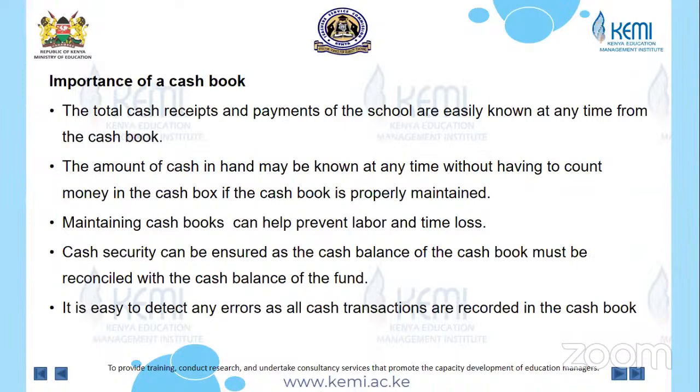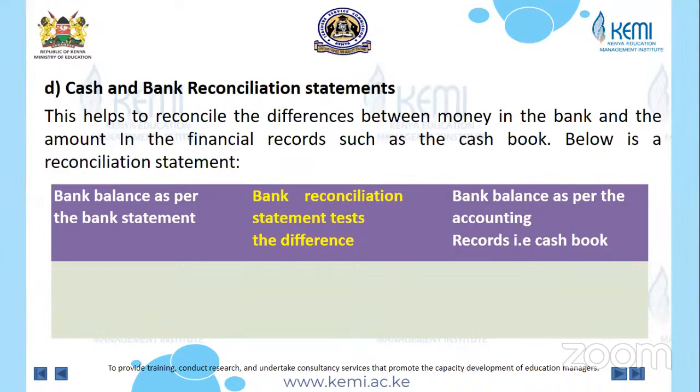And the next one is cash and bank reconciliation statements. This helps to reconcile the difference between money in the bank and the amount in the financial record, such as the cash book. And below is a reconciliation statement.